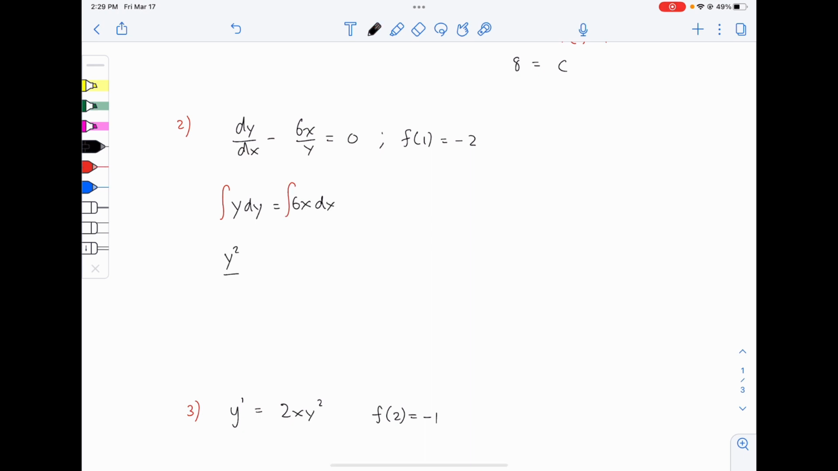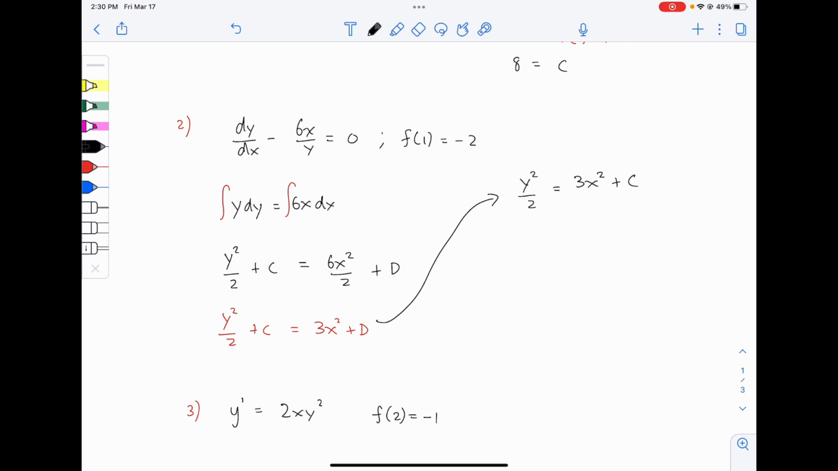This is y squared over 2 plus c is equal to 6x squared over 2 plus d. Okay. We can start to simplify a little. y squared over 2 plus c is equal to 3x squared plus d. And now I'm going to move the c to the other side. So we have y squared over 2 is equal to 3x squared plus c again, knowing that even though we're not saying that c plus c is equal to d, we're just making a generic constant because I don't know what c is and I don't know what d is.